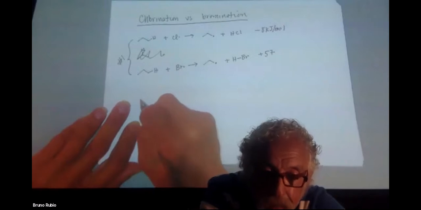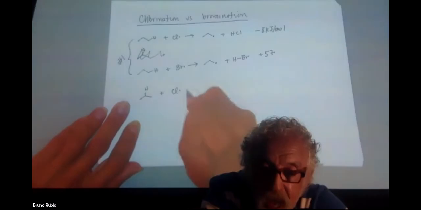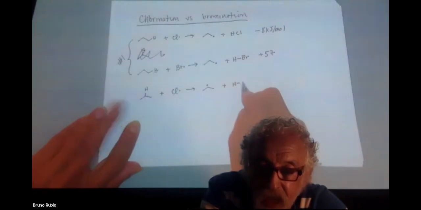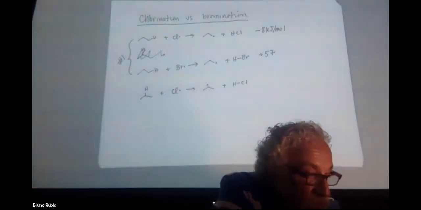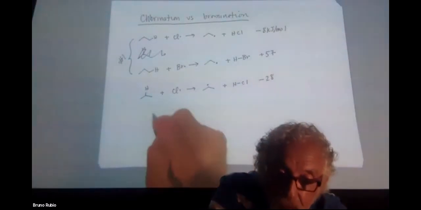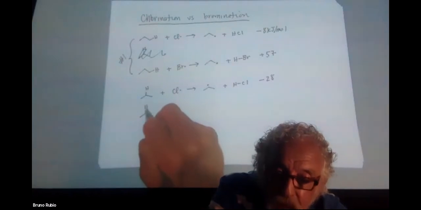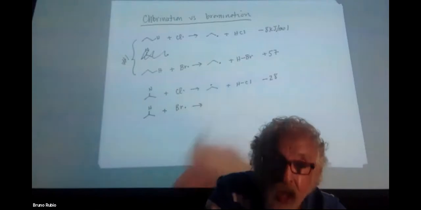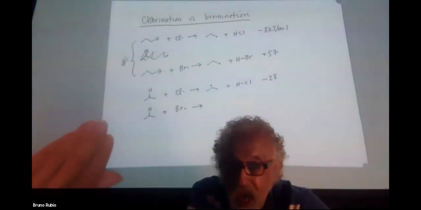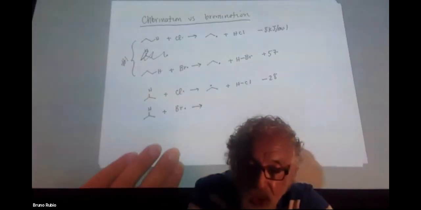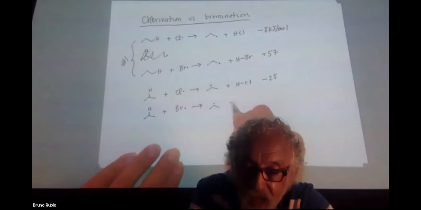Okay, so now if we look at propagation step number 1 for this other guy, plus Cl dot going to secondary radical plus HCl. What did we get for this? -28. But now when we swap out Cl2 for Br2 and we swap out chlorine radical for bromine radical, this step is now positive 37.